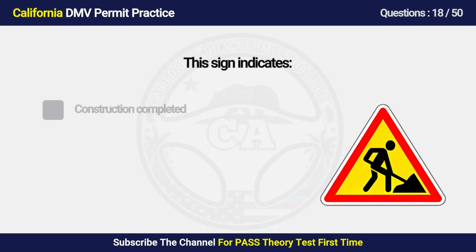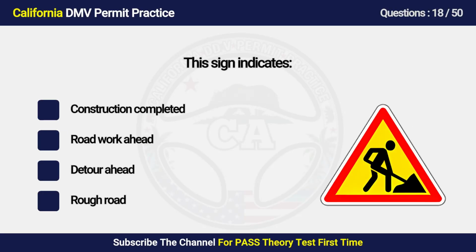Question 18. This sign indicates A. Construction, B. Road work ahead, C. Detour ahead, D. Rough road.